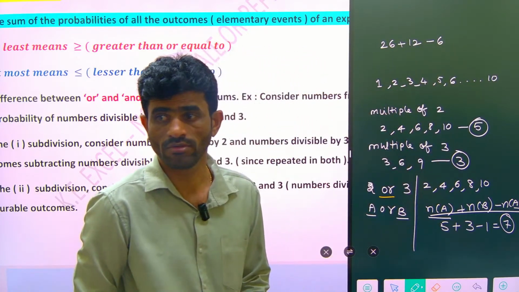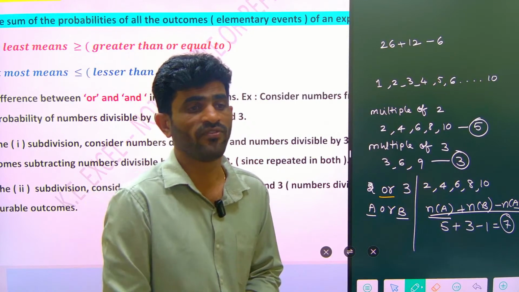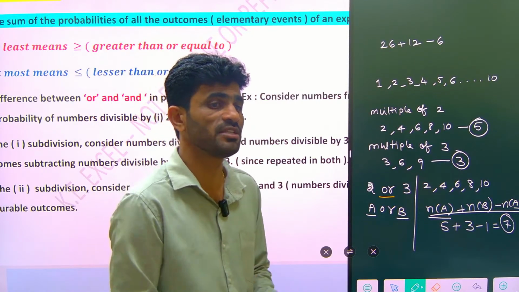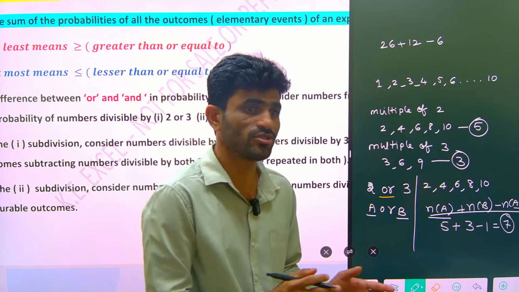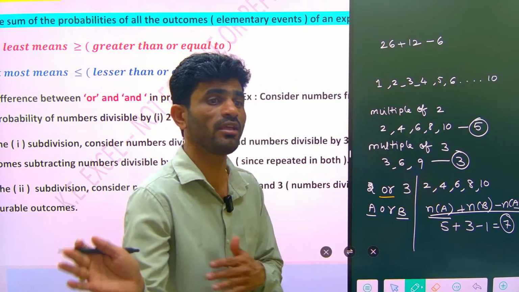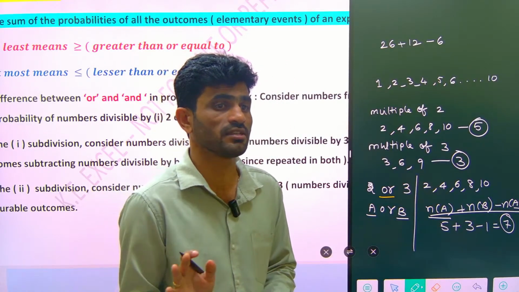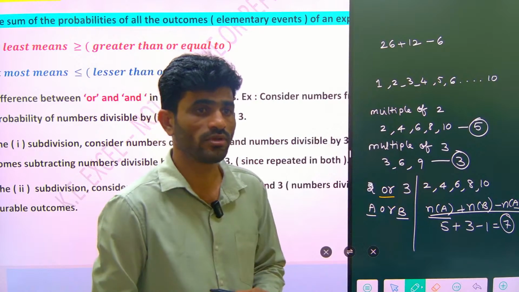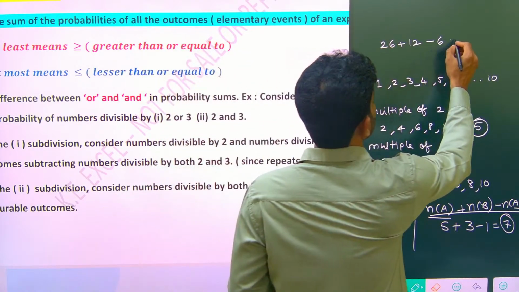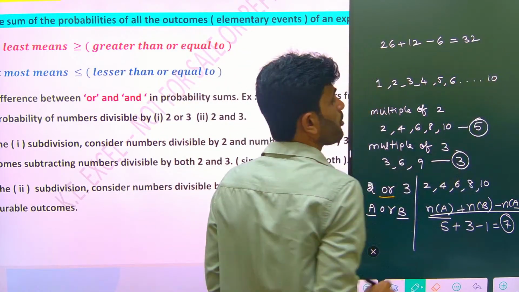What idea now? Red card or face card means red cards you have to take, face cards you have to take, and red face cards should be subtracted. Red face cards are 6. Now understood how to take? How much we got? So what is the probability now?